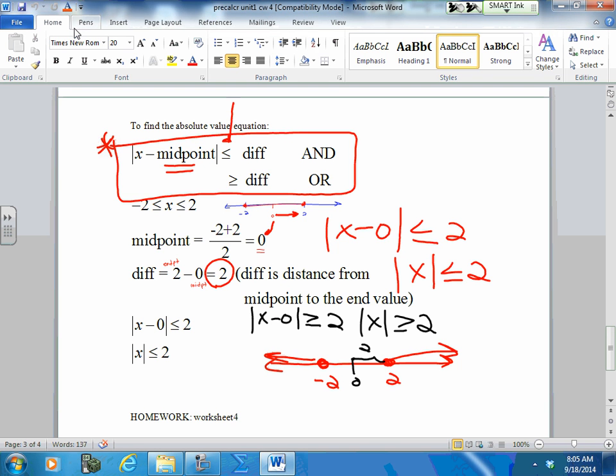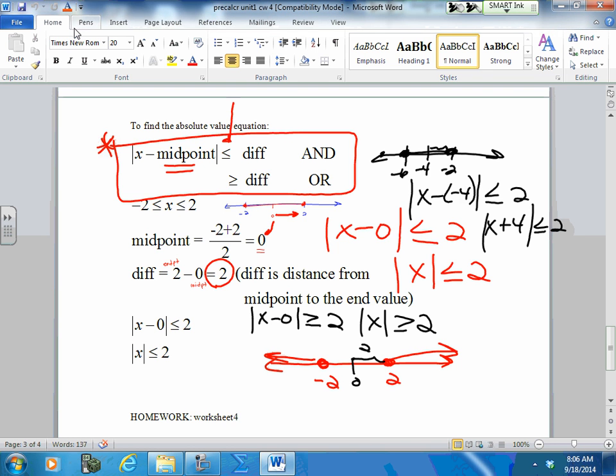If this is a negative, like say my number line went from negative 6 to negative 2. Say it went here. What's your midpoint between negative 6 and negative 2? Negative 4. So when you do this, x minus the midpoint, there's your negative 4. Less than or equal to, the distance here, always positive, 2. When you subtract a negative, that becomes a positive. That's how you get a plus sign there. So it works itself out. Okay?